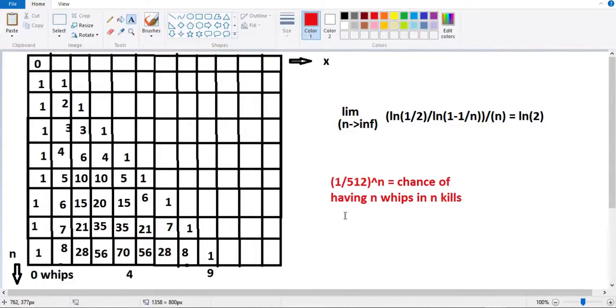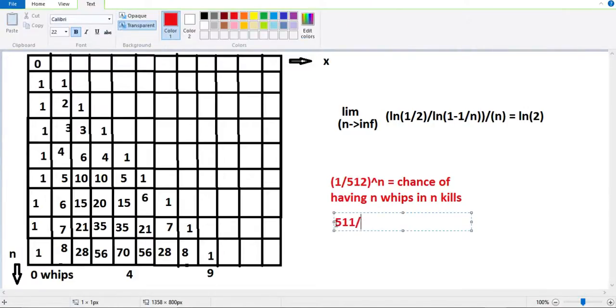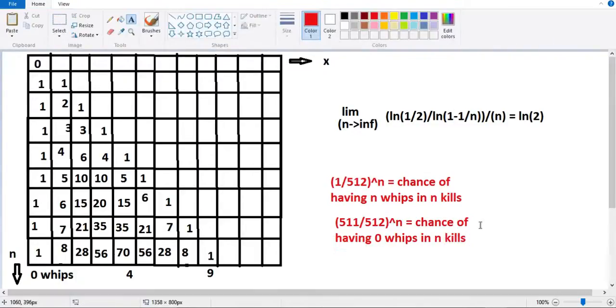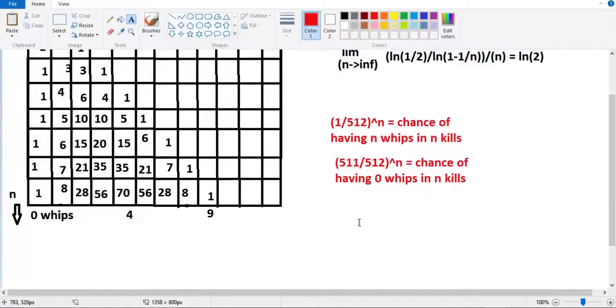And then if you want the probability of having 0 whips, it's 511 divided by 512 to the n, which equals the chance of having 0 whips in n kills. I think a lot of people are going to agree on this also, but they're not going to agree on my next statement, which is going to be completely crazy, because if they agree on this, they have to agree with the other one, but they don't. So, this is the chance of being on this line right here that says you have 0 whips. There's only one outcome that leads to having 0 whips on the thing I drew.